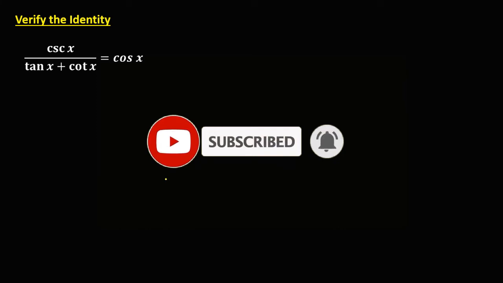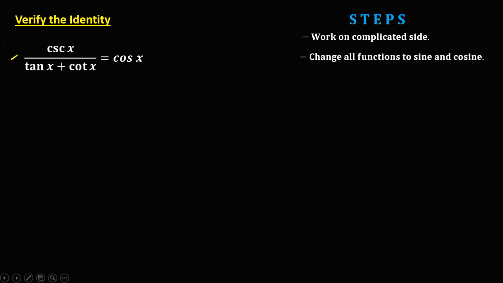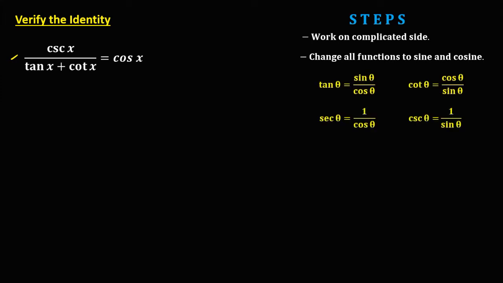So to verify this identity, these are the steps. First, we need to work on the complicated side. For this given, we need to work on the left side, then change all functions to sine and cosine using these different identities.